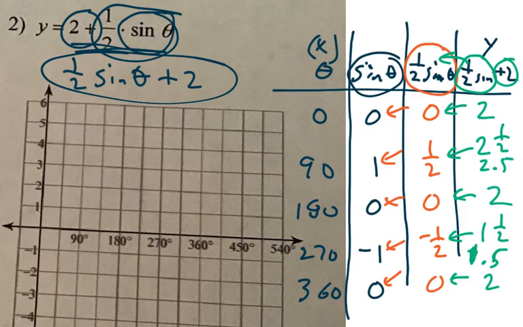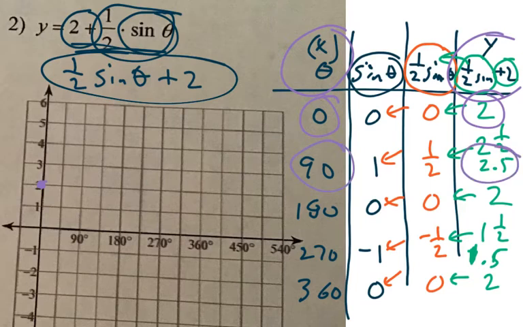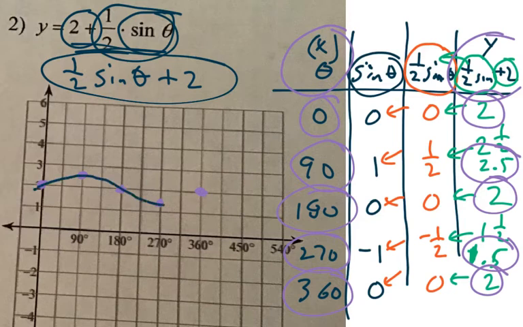So, let's graph our thetas with our y's. So we're going to do 0 with 2. Boom. We're going to do 90 with 2.5. Boom. 180 is 2. Right there. 270 is 1.5. Right there. Finally, 360 is 2. Right there. And if I connect it with a curve, guys, notice it's not as tall.